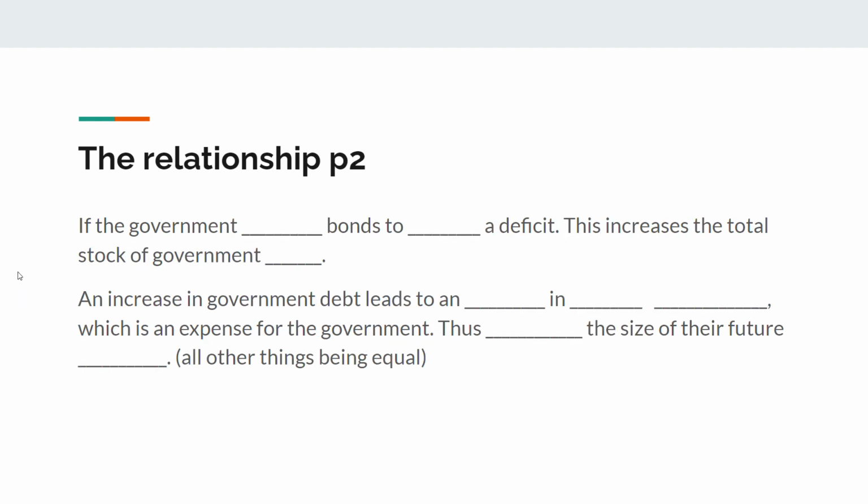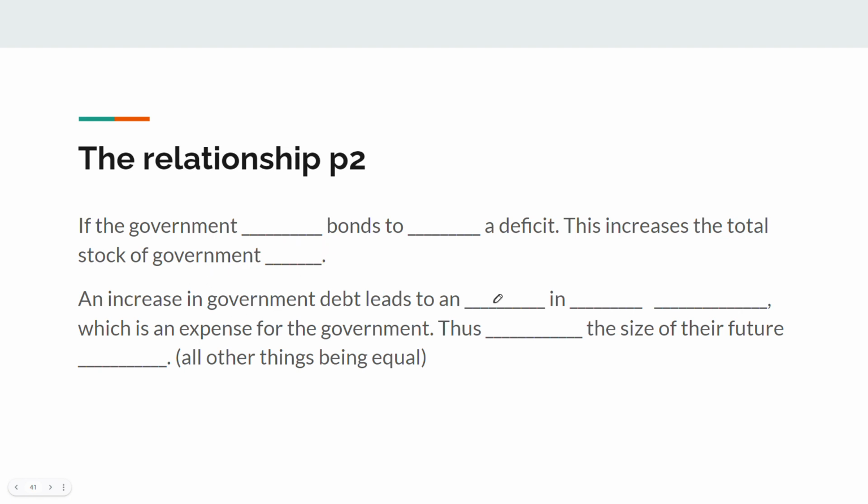All right, but there's another relationship going on. I want you to pause again and see if you can work this one out. Okay, this is the other way around, the one that I just talked about at the start of this video, which is if the government sells bonds, and they always sell bonds to finance their deficit, which is what we've already talked about a lot, this would increase the total stock of government debt. Now, why is this important? How does this relate back to the deficit?